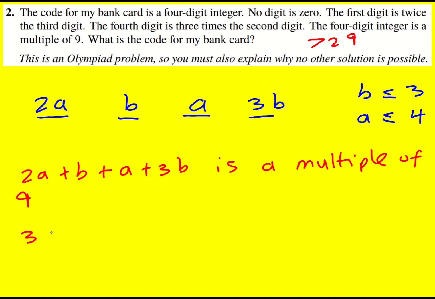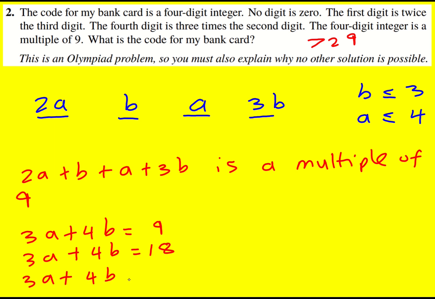And that means that 3A plus 4B, well, we've got a few options. It could equal 9. It could equal 18. It could equal 27.